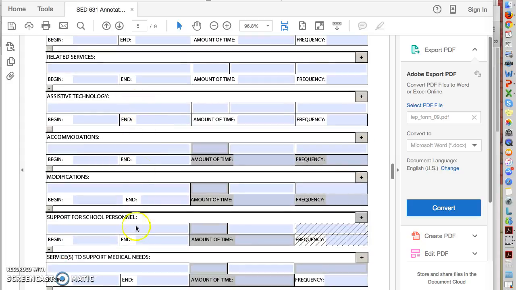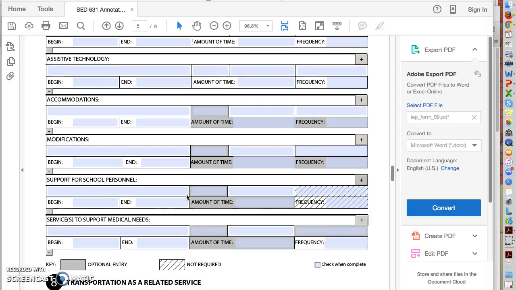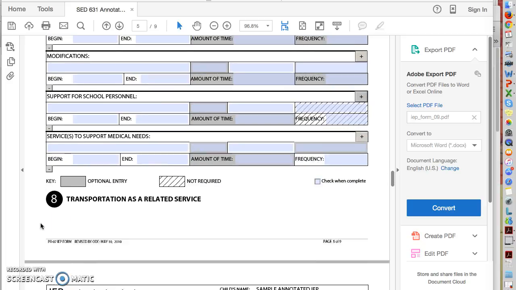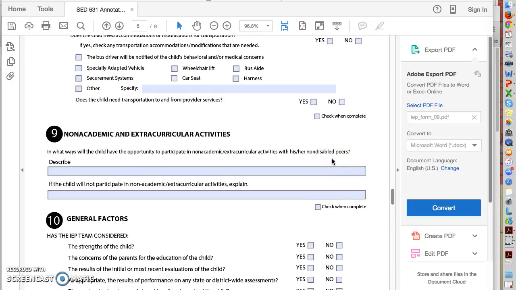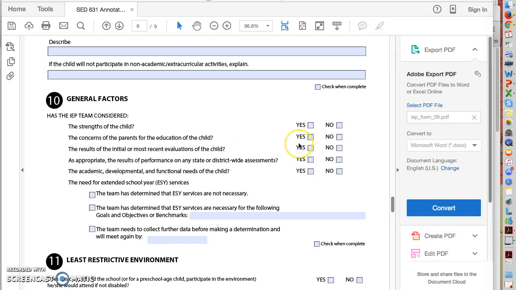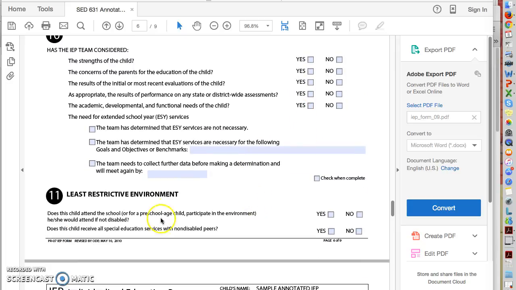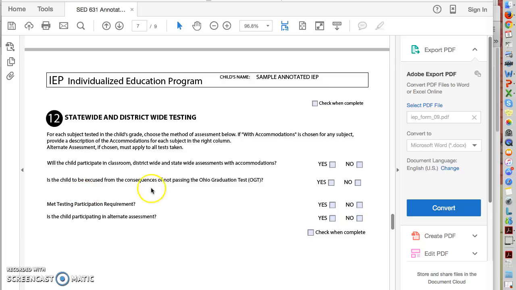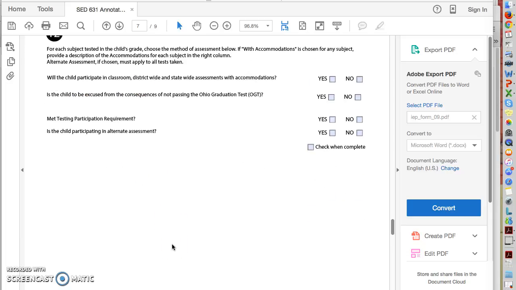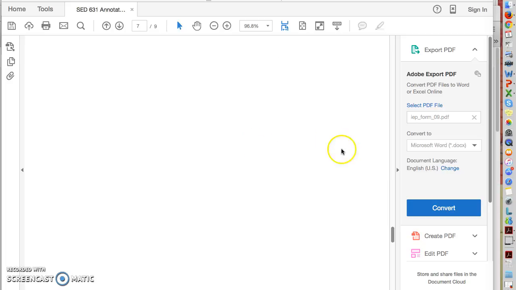If you have some specific questions about any of those sections and want clarification, please ask in your in-class assignment. That will be an out-of-class assignment, and I will happily answer those. Make sure that you fill in each area of the IEP, answering yes or no, and that you consider those general factors and the least restrictive environment so that the student is receiving instruction in that least restrictive environment at all times, and that you've addressed statewide and district testing. All right, so that covers the IEP.